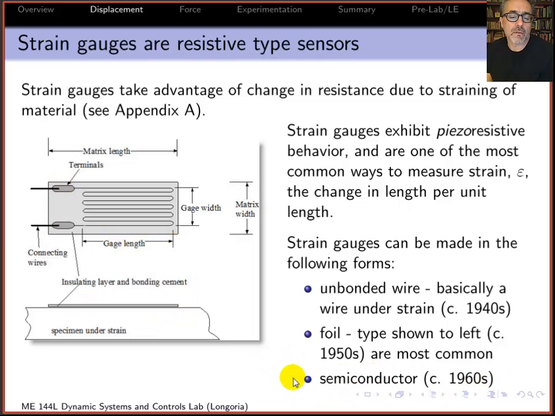Semiconductor strain gauges have become very popular since the 1960s. These are essentially like the pressure sensor that we used in the previous lab. That was made using a microelectromechanical type device, and in those cases you might have strain gauges that are directly embedded right into the semiconductor material. So you can also buy semiconductor strain gauges to use for different applications.